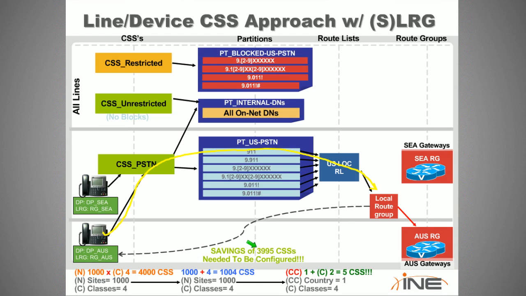So we're just talking about roughly 4,000 CSSs that we've saved, but we didn't add in yet 6,000 patterns, 4,000 partitions, well, 3,999, so that's 10,000, plus 1,000 route lists.